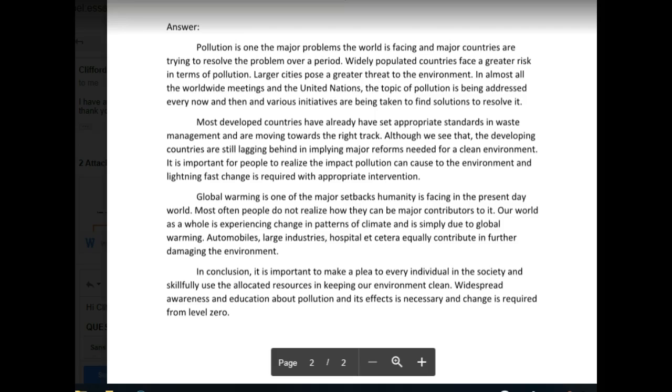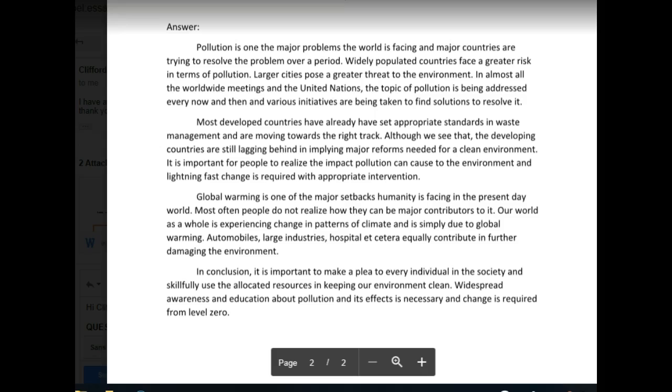So, widely populated countries face a greater risk in terms of pollution. Larger cities pose a greater threat to the environment. Okay, this is a little too much. You don't need to get into all of this in your introduction. I don't know why this is happening, but you could really make this a little more consolidated, a little more concise.